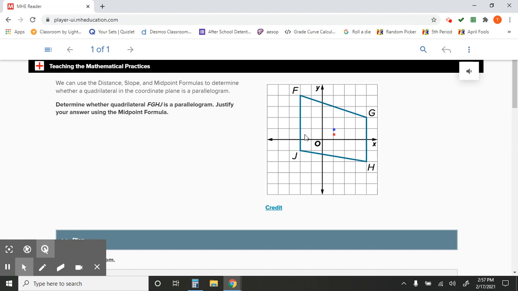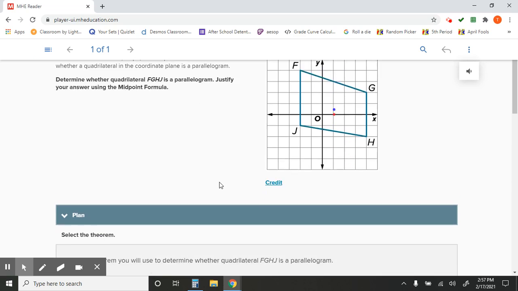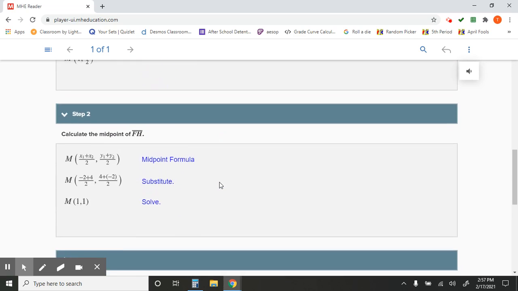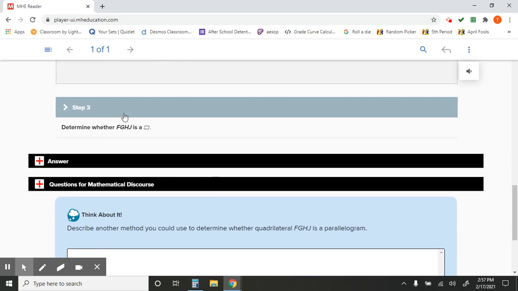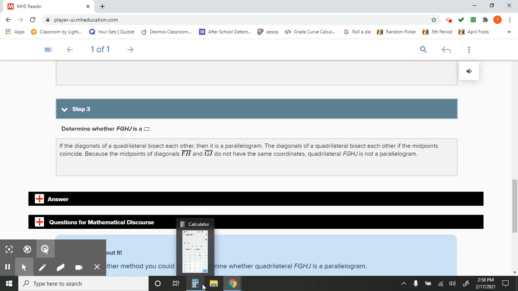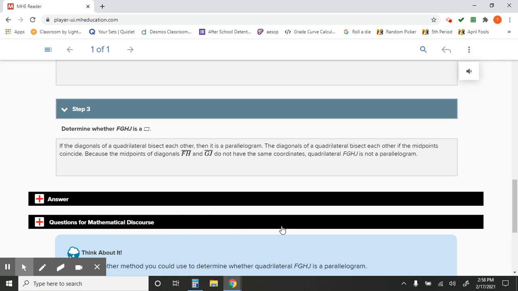So we can see that these midpoints do not line up. So those diagonals are not going to bisect each other. If the diagonals of a quadrilateral bisect each other, then it is a parallelogram. The diagonals of this quadrilateral do not bisect each other. The diagonals bisect each other if the midpoints coincide, if they're in the same spot. They're not on this one. So these midpoints are not in the same spot, so therefore this is not a parallelogram.